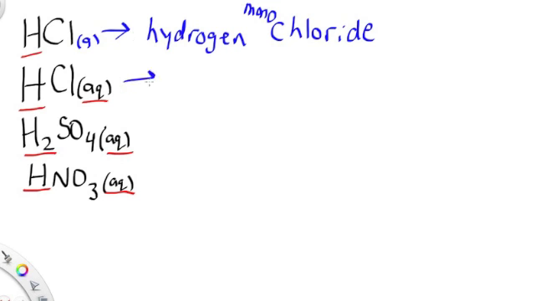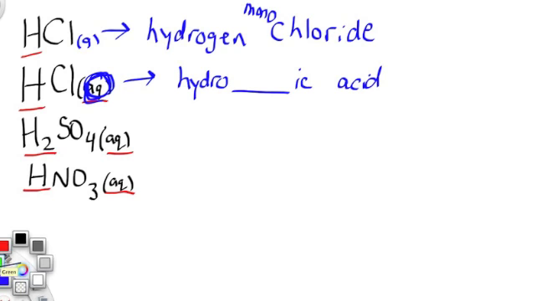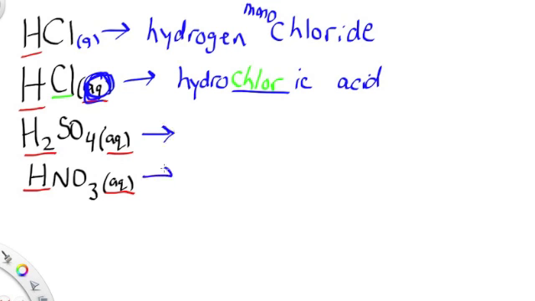This one looks very similar, except we do have, this is horrible, but AQ. That tells me that that gas was now dissolved in water. So I do have H+. I only have Cl. I don't have any O's or anything with it, so it's not an oxyacid. So that one is going to be a hydro-something-ic acid. In this case, the something is chlorine, so this would be hydrochloric acid.